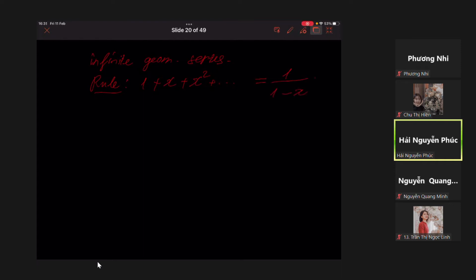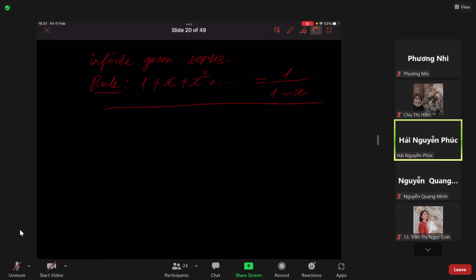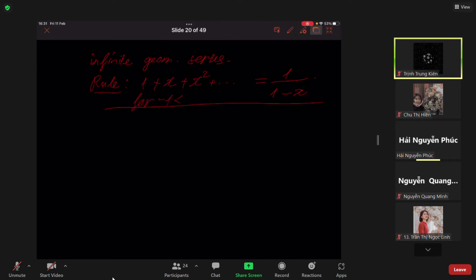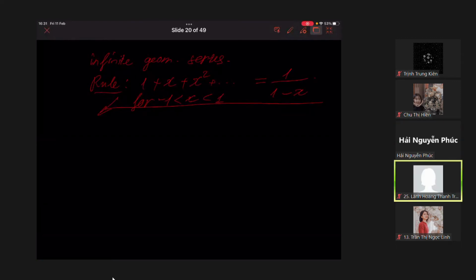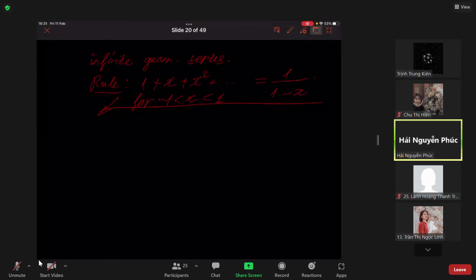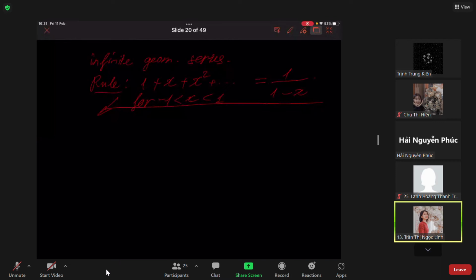Do you know this rule? Conditionally, for x greater than minus 1 and smaller than 1. This mathematical formula, do you know it? Maybe we forgot.